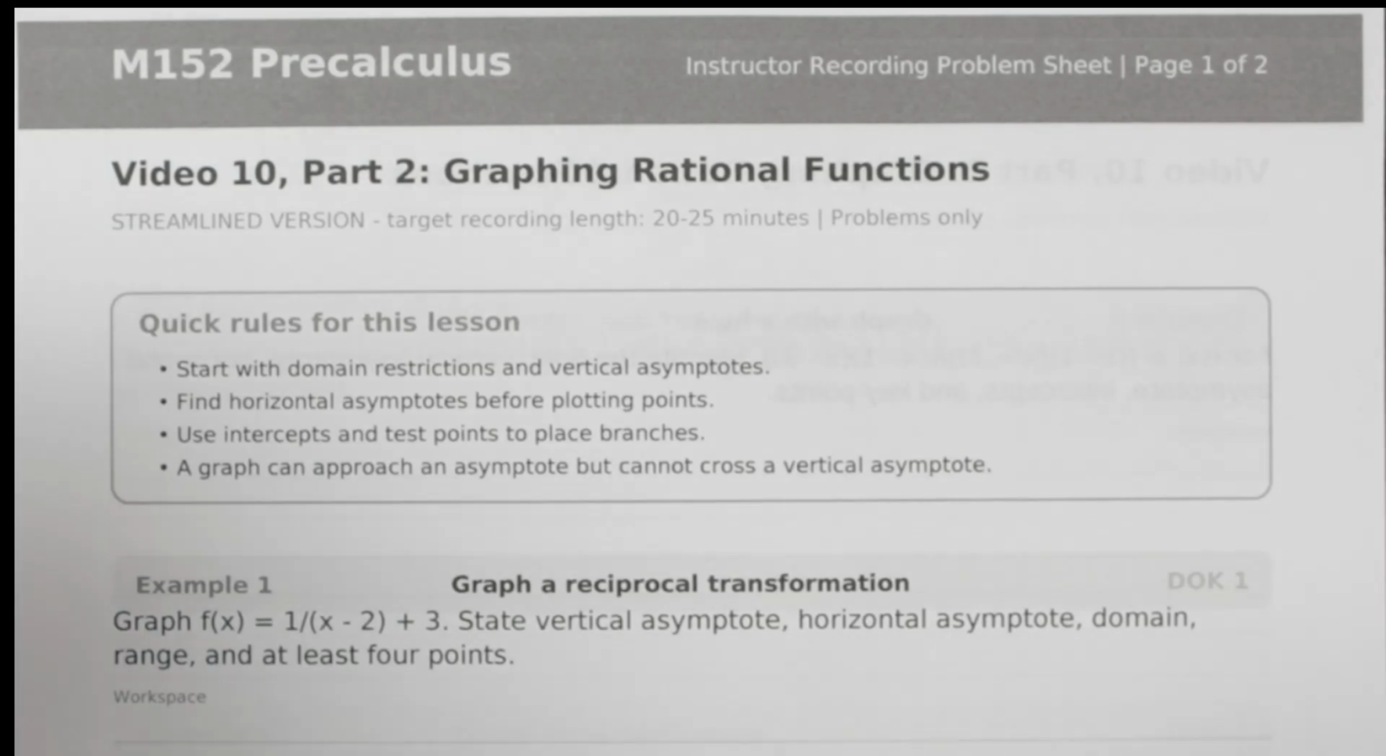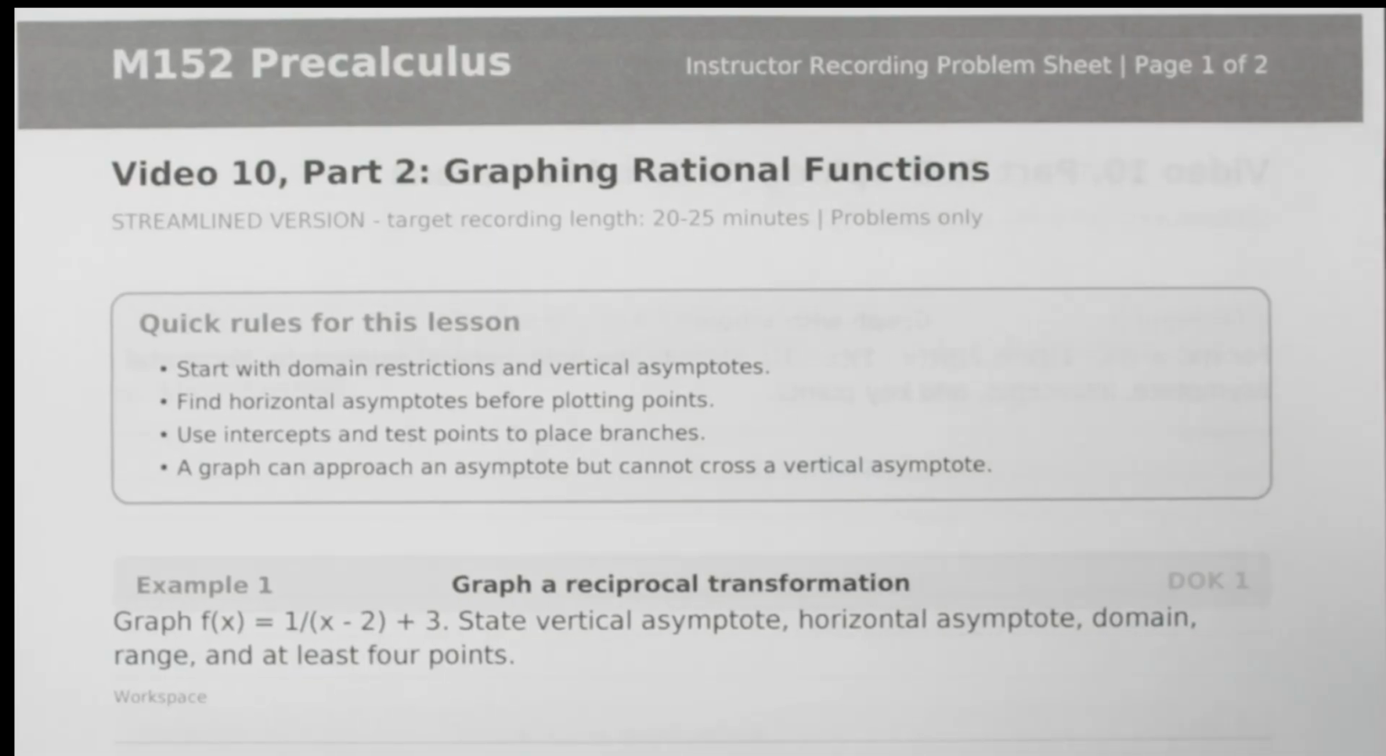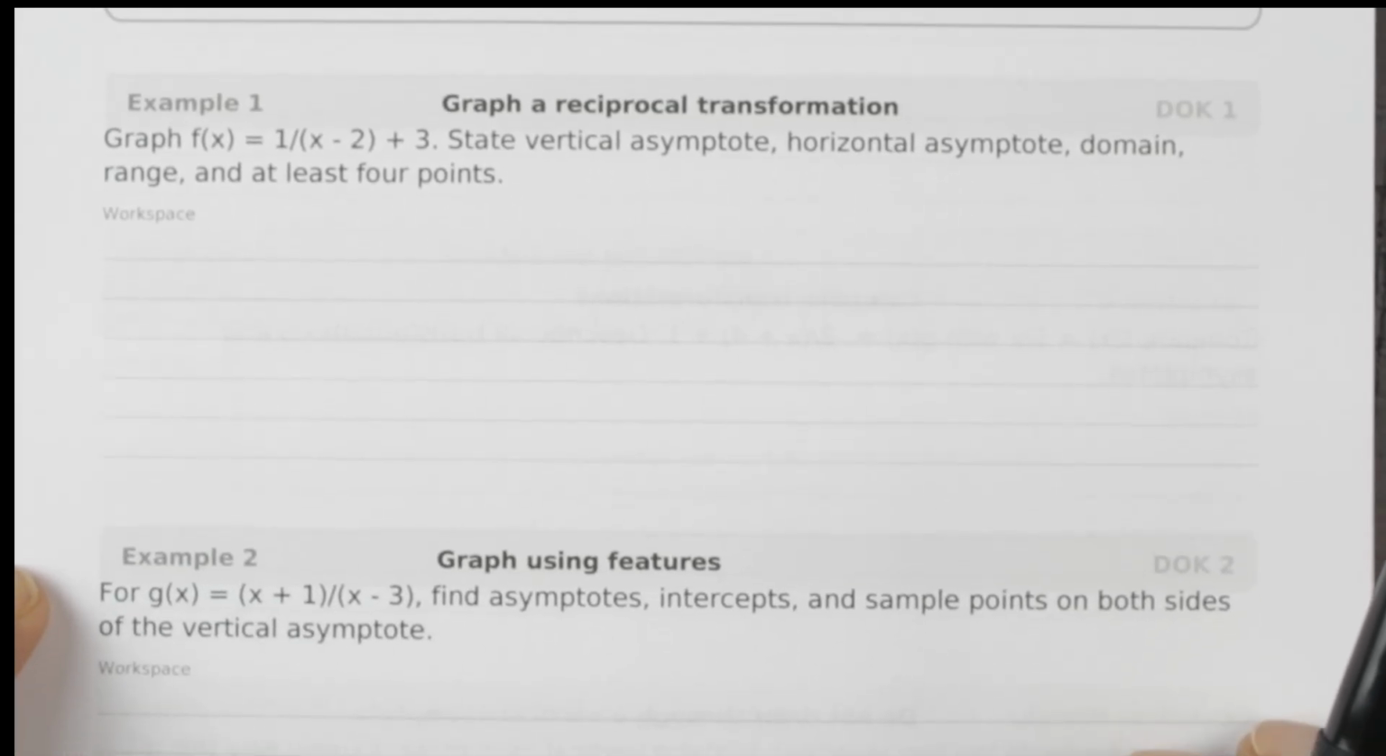Hello again. In the previous lesson, we introduced rational functions, domain restrictions, vertical asymptotes, horizontal asymptotes, and holes. So let's begin with the quick rules. Remember, these things are very important, so you can pause the video to read them. Let's begin with example number one.